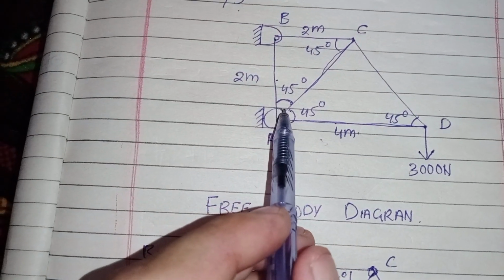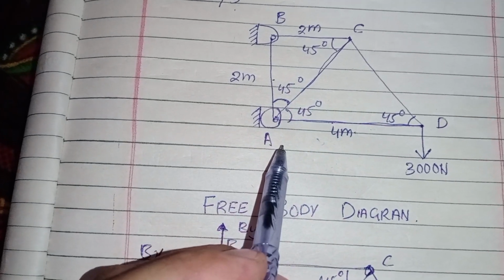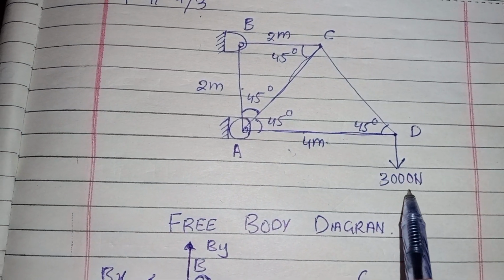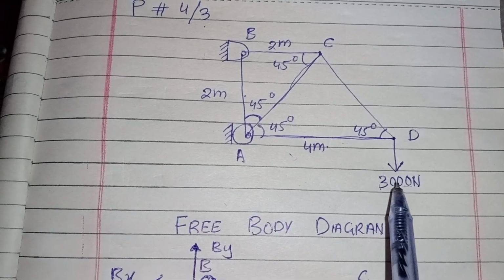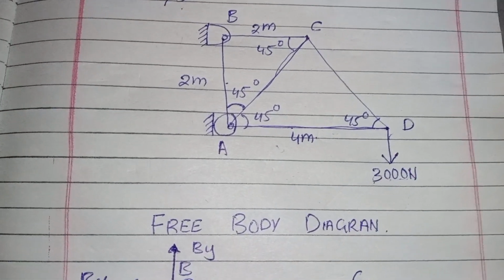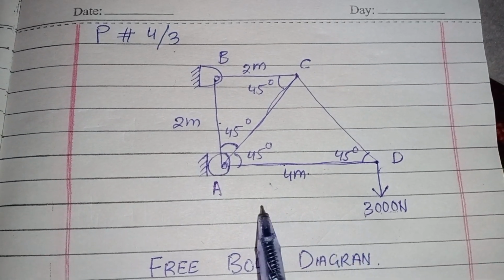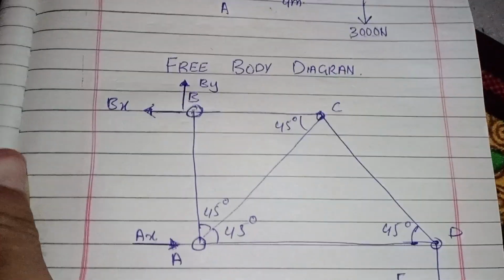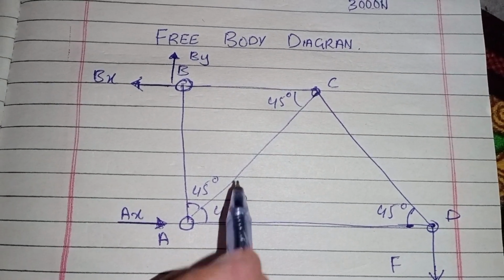Okay, so this is the truss. We have to calculate forces in each member of this loaded truss. The load is 3000 newton at point D. First of all we have to draw a free body diagram of this loaded truss. So I have already drawn the free body diagram.